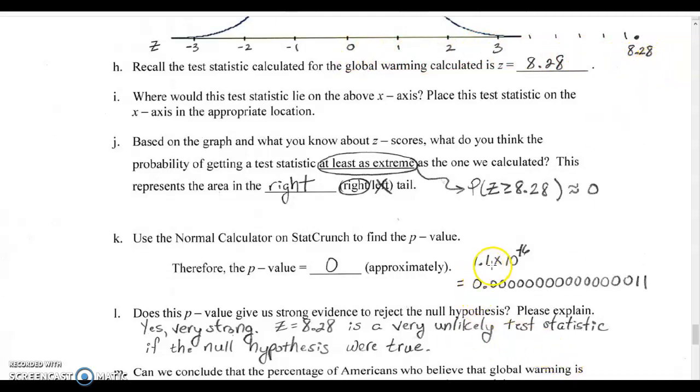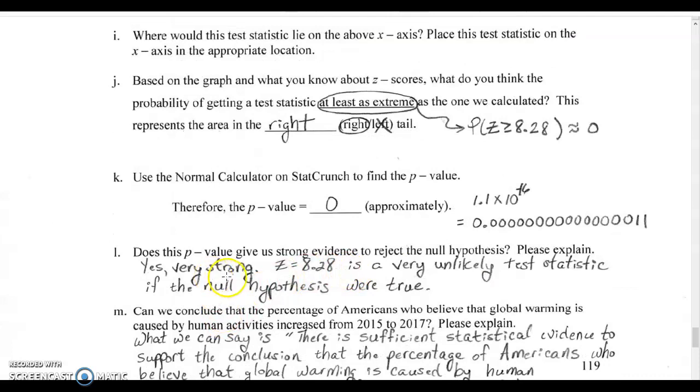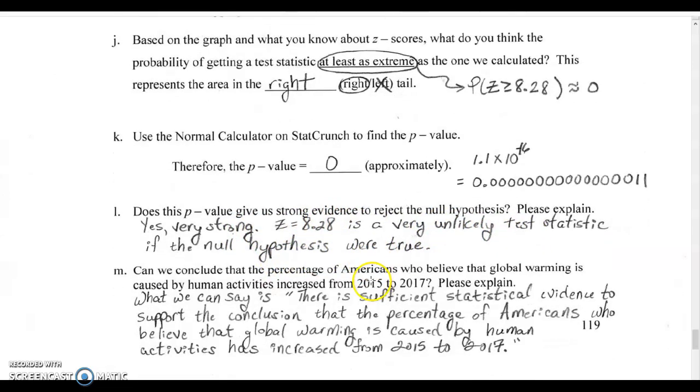That comes out to be 1.1 times 10 to the minus 16, which is 15 zeros after the decimal before you get 1, 1. So that's certainly really close to 0, much less than if I had chosen alpha to be 0.05. So that's very strong evidence to reject the null, because z equals 8.28 is a very unlikely test statistic if the null hypothesis were true.